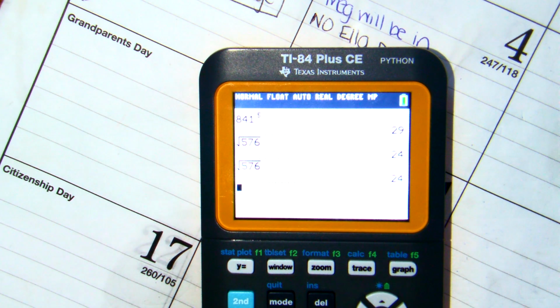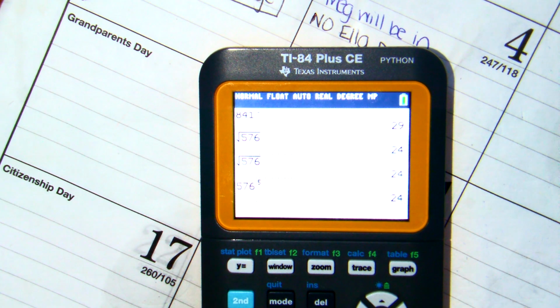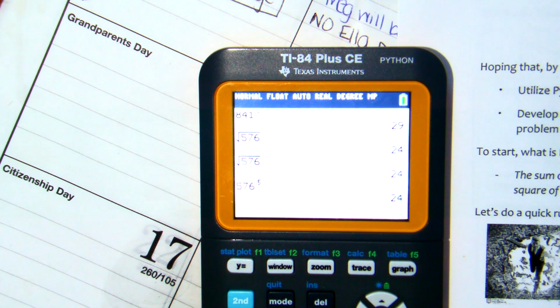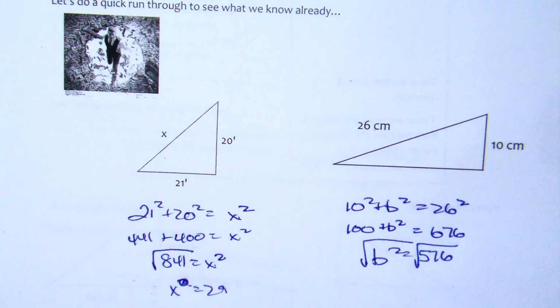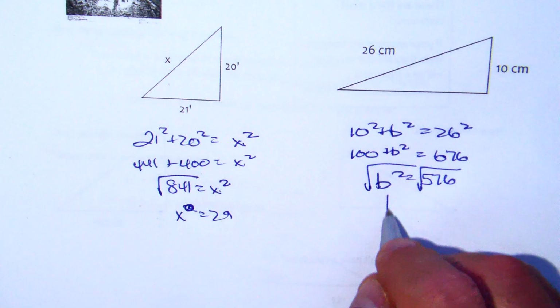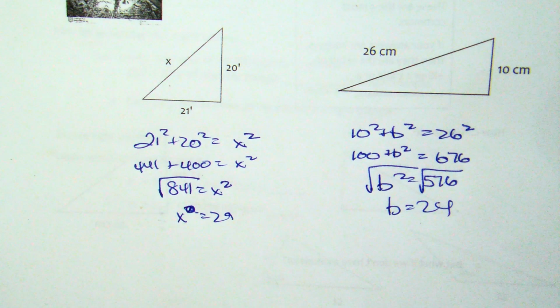The other way, and you'll learn this in algebra 2, is what's called rational exponents. The square root is the same thing as the exponent 1/2. So you can use the exponent button and do 1/2 or 0.5 and you still get the same answer, 24. So my final answer B is 24.